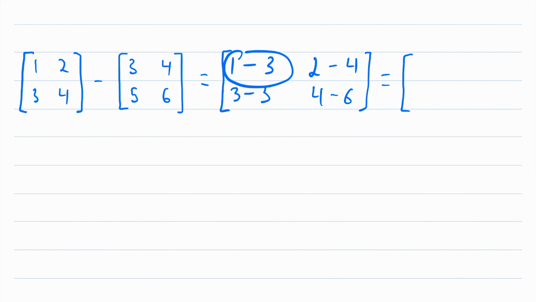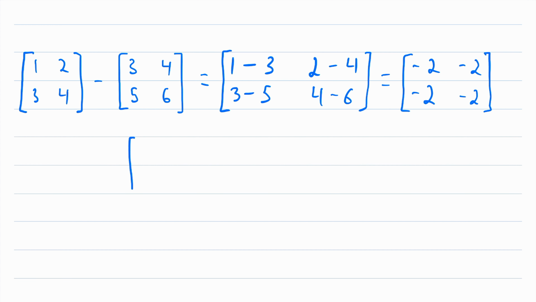We have 1 minus 3, that's negative 2. 2 minus 4, that is also negative 2. We have 3 minus 5. That's negative 2, and 4 minus 6, that's negative 2. I did not plan this. That is a funny coincidence.